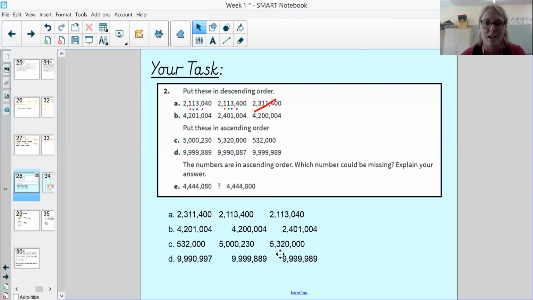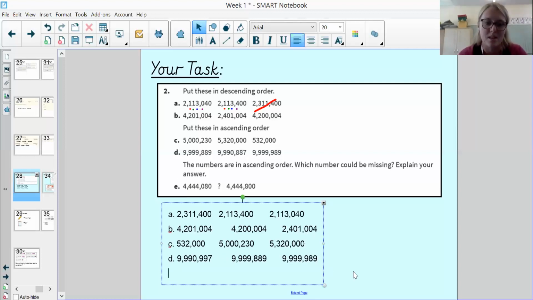4,444,800. Okay, so millions, 100,000s, 10,000s, and thousands digit won't change. Okay, because they're the same in both, so they'll be the same in the answer as well. But the number on the end, okay, the last three digits could be between 80 and 800. So for example, you could have had 672. Or you could have had 344, okay? Any number between the number 80 and 800 would have been correct for this answer, okay?